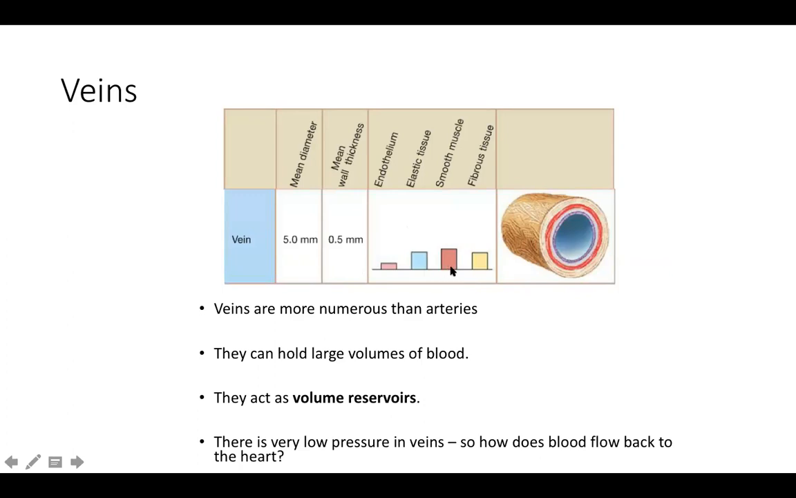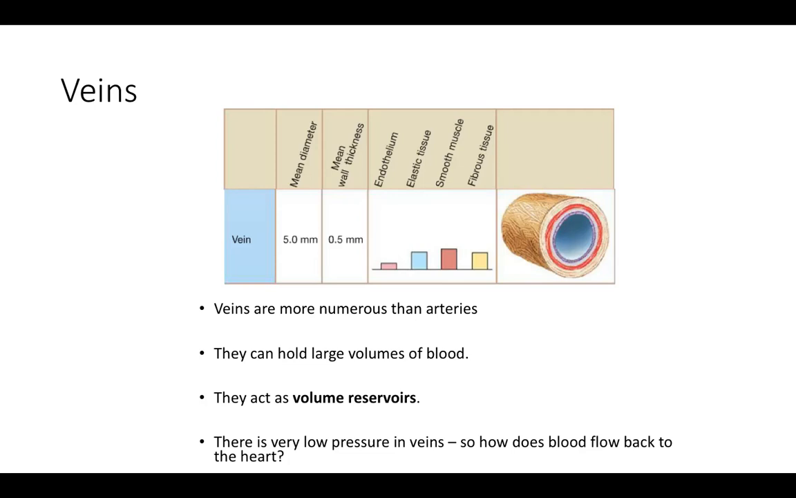There's less fibrous tissue. And these vessels, if you've ever seen them in an anatomy lab, they don't hold their shape very well. They tend to be very flimsy and floppy. They don't look like tubes. Sometimes they're completely flattened. And veins tend to act, rather than holding on to the pressure of the blood, they tend to hold on to the volume of the blood very well. And they're sometimes referred to as volume reservoirs. There's quite a low pressure in the veins.